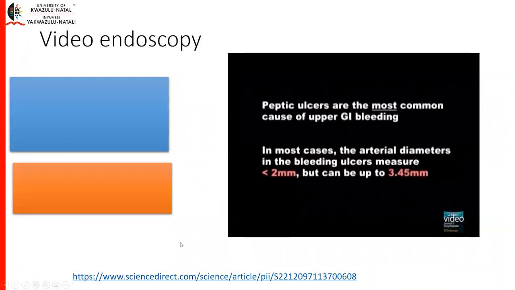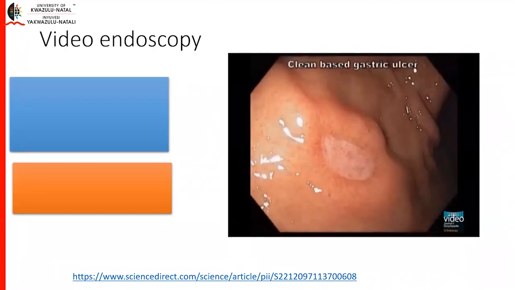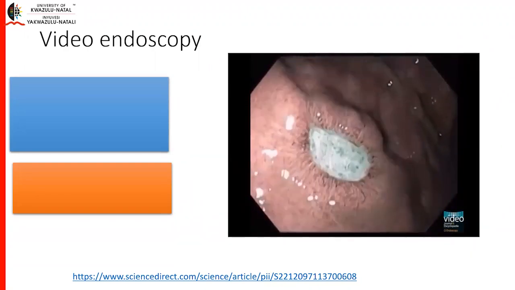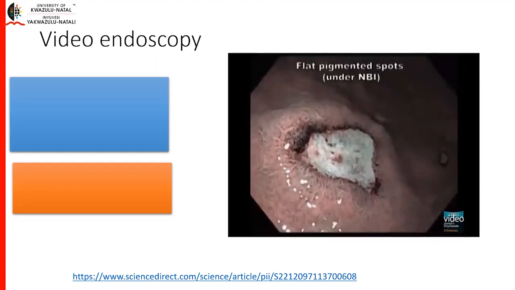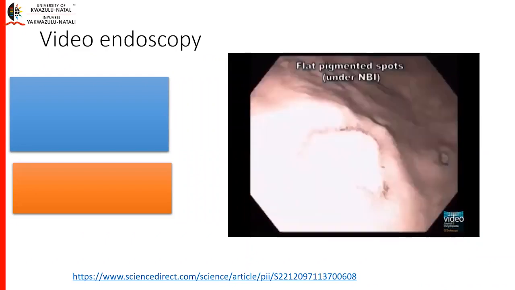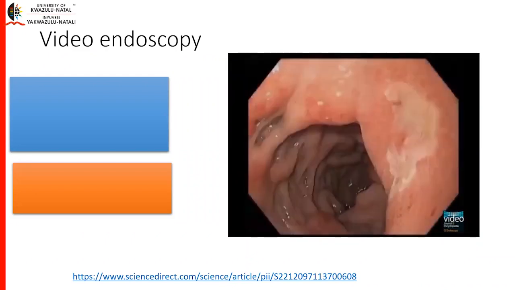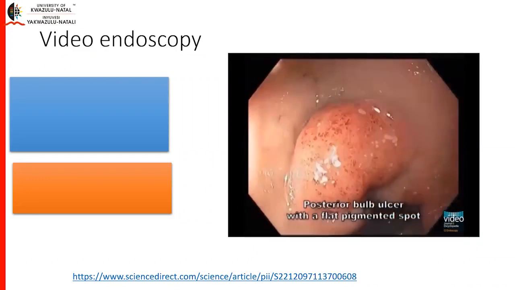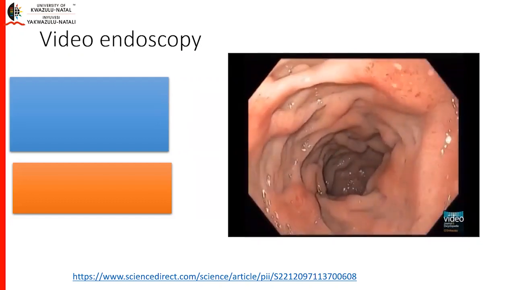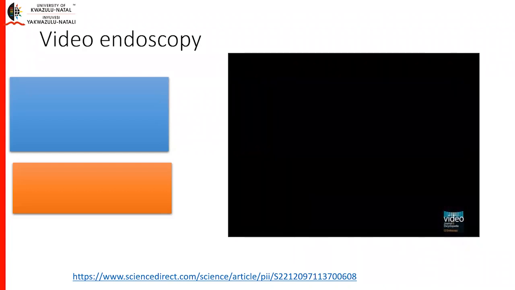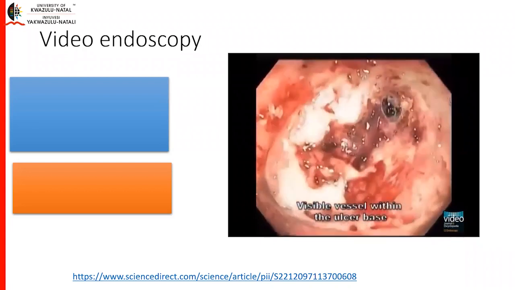Peptic ulcers are the most common cause of upper gastrointestinal GI bleeding. In most cases, the arterial diameters in bleeding ulcers measure less than 2 millimeters. It can be up to 3.45 millimeters. This is a clean-based gastric ulcer. In general, flat, pigmented spots are better visualized under digital chromoendoscopy, such as narrow-band imaging, NBI. Within this posterior bulb ulcer, a flat pigmented spot can be seen. A visible vessel is seen within the ulcer base.